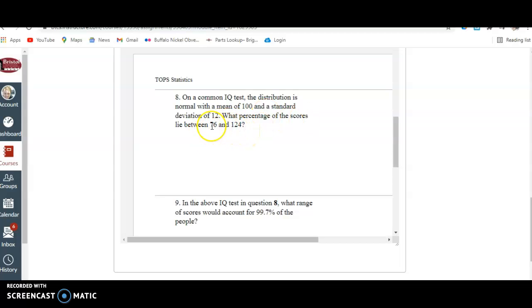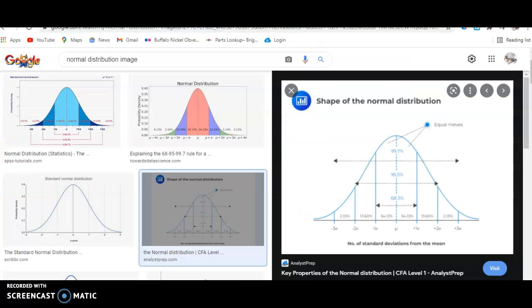Okay, you normally would have to use a z-score table. You'd have to convert these two values to a z-score and look at the two percentages. But this one's easier because 124 is exactly 2 standard deviations above the mean, and 76 is exactly 2 standard deviations below the mean. So it's everything within 2 standard deviations of the mean, or 2 z-scores of the mean. And if we look back here, if we're within 2 standard deviations below and 2 standard deviations above, we're at 95.5% of the scores. So 95.5% of all students should score between 76 and 124.